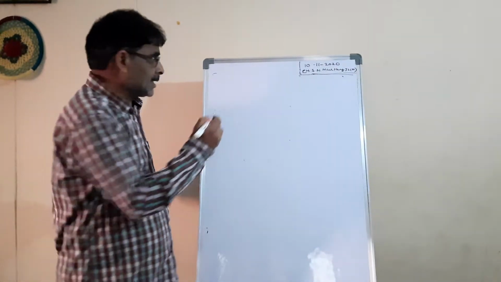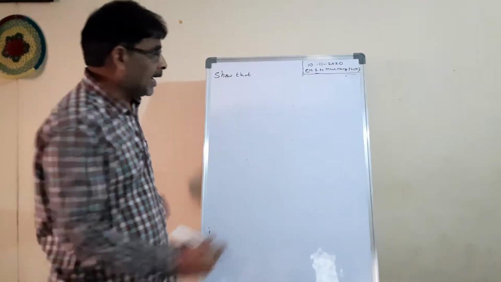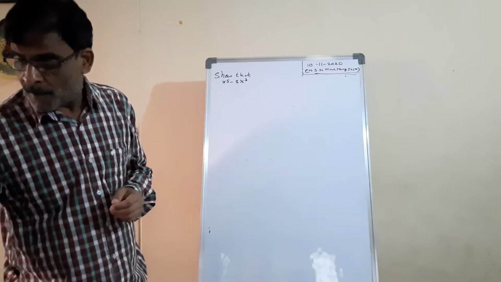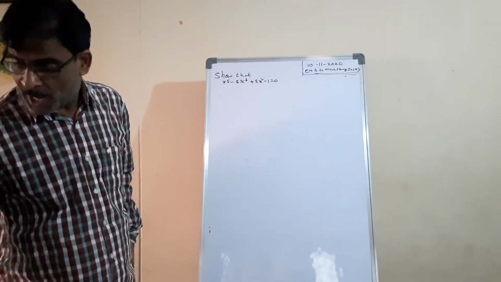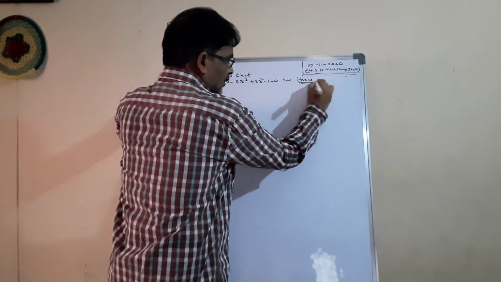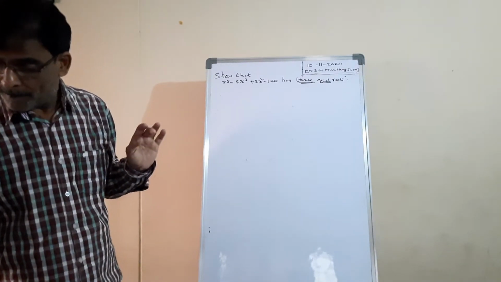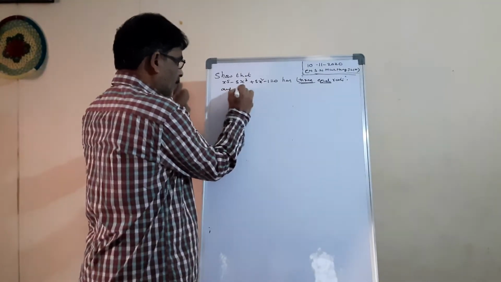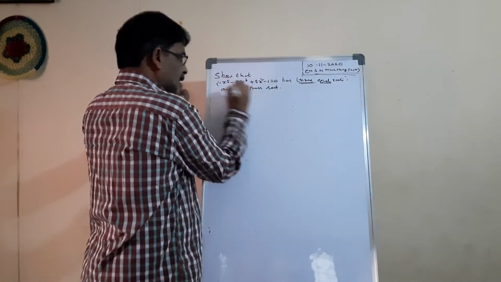Show that x power 5 minus 5x cube plus 5x square minus 1 equal to 0 has three equal roots, and find their root. So one more problem is also included in this one.